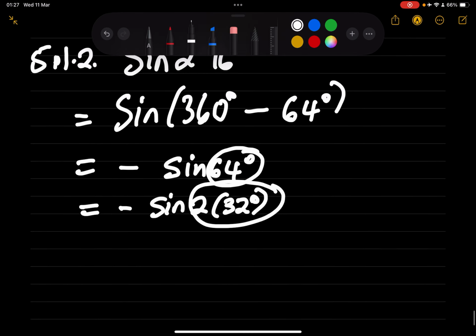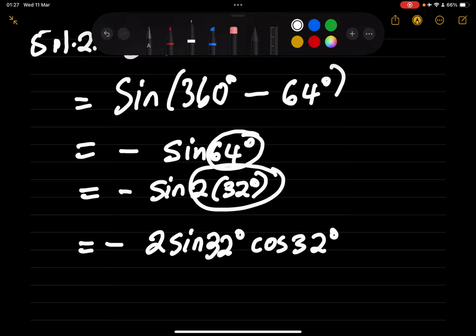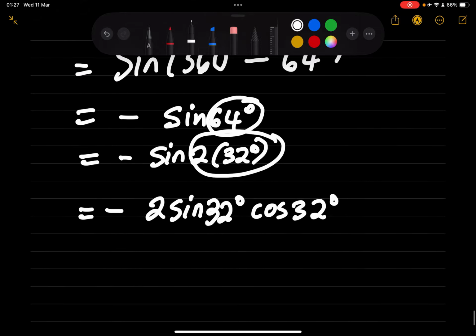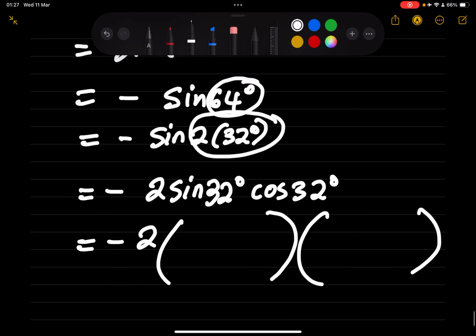The next thing now is I have sine 2 theta. So the negative is still there, and we have sine 2 theta. Sine 2 theta is 2 sine theta cos theta. It's a double angle identity. Now, ladies and gents, let's look at our diagram. What will be sine 32 and what will be cos 32?